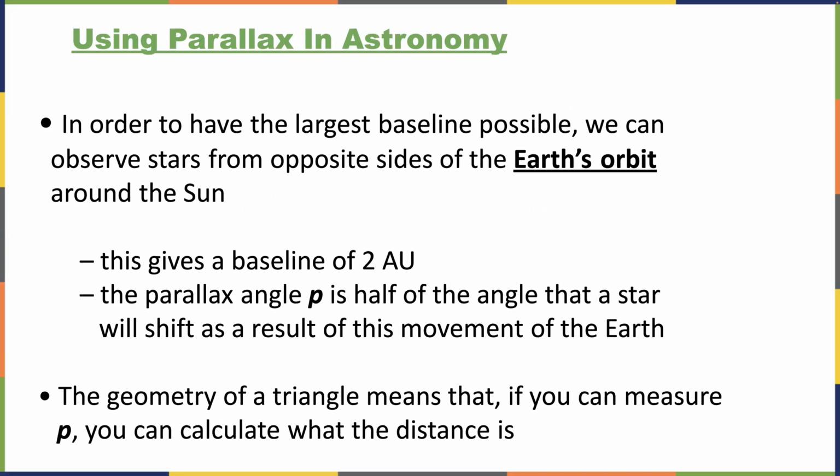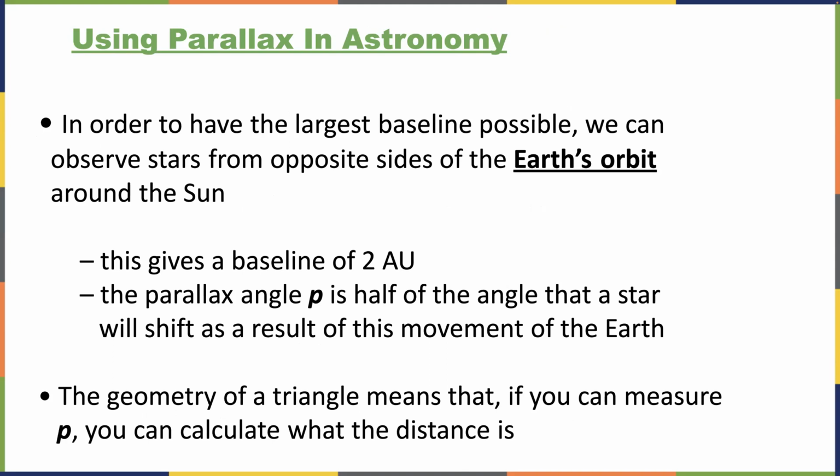Right. Now this is how you use the parallax in astronomy. In order to have the largest baseline possible, we can observe the stars from opposite sides of the Earth's orbit around the sun, right? So in order to have a very large baseline, you can use the opposite sides of the Earth's orbit around the sun to measure the parallax angle, right?